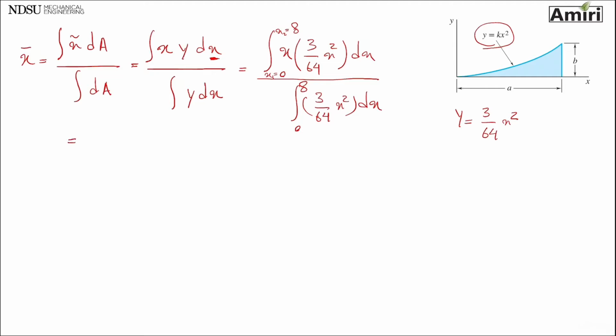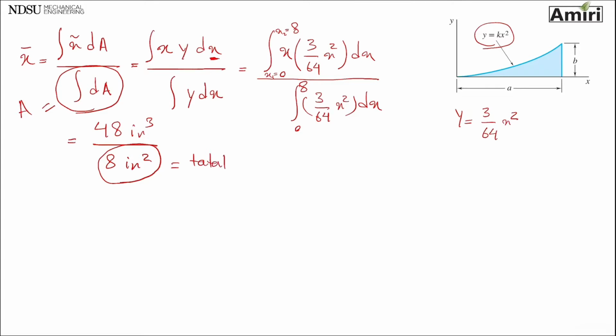If you do the integral, you get 48 inch cubed over 8 square inch. And what is this? This is total area. So I already found the total area, and the x bar is going to be 6 inches.